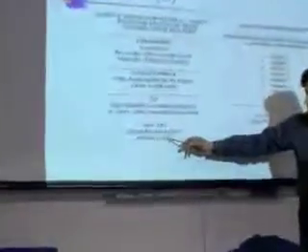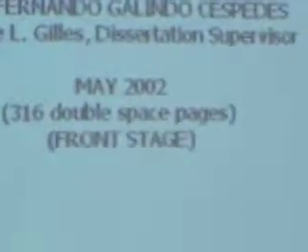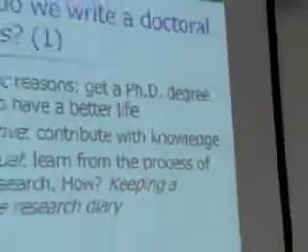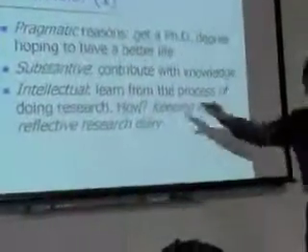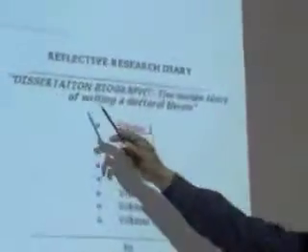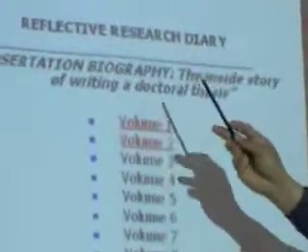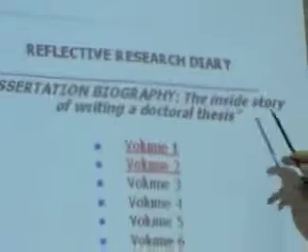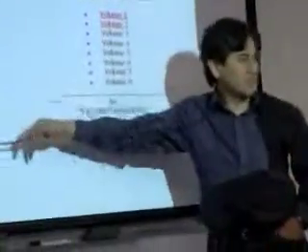It has about 316 pages, double space. But at the same time, because I gave the dissertation this intellectual purpose, I wrote what I call a dissertation biography. It's an inside story of how I wrote this doctoral thesis.